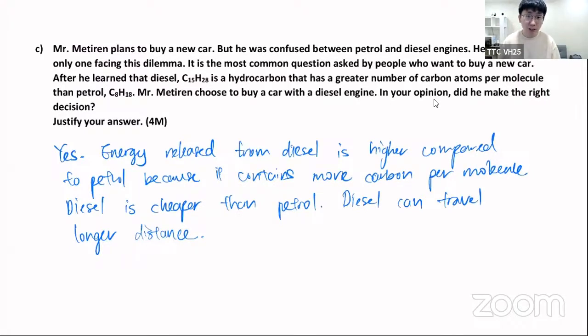Teacher, are we allowed to write point form in exam? Actually, yes, but I would not suggest it unless you don't have enough time.